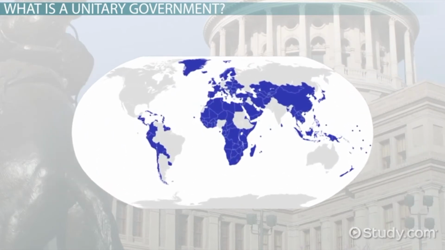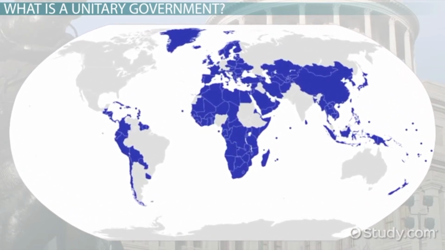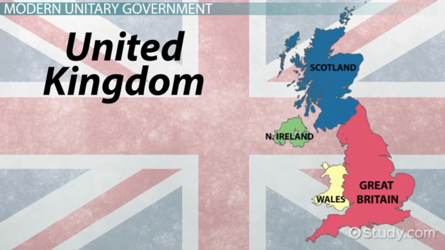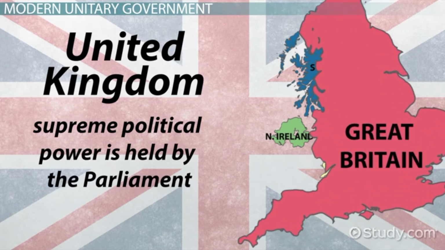This map shows the nations using a unitary system as of 2009, highlighted in dark blue. In the modern world, many nations utilize a unitary system of government. For example, in the United Kingdom, supreme political power is held by the Parliament, the legislature of the nation that is located in Great Britain.